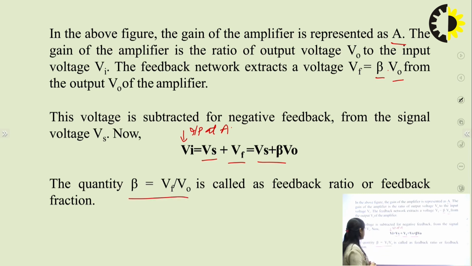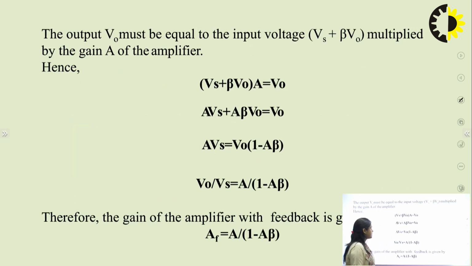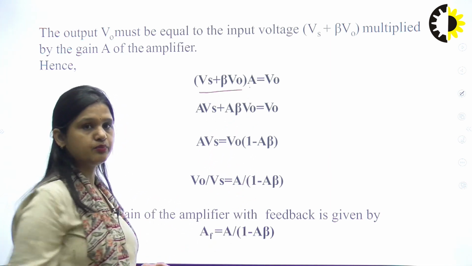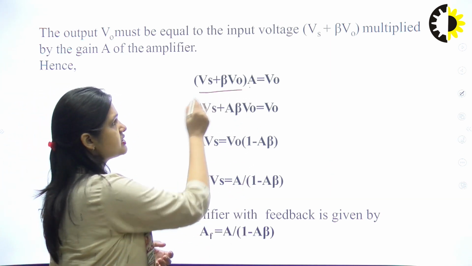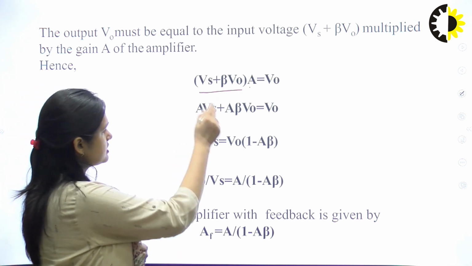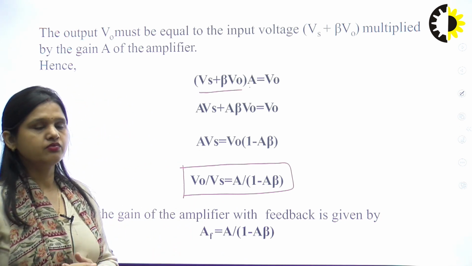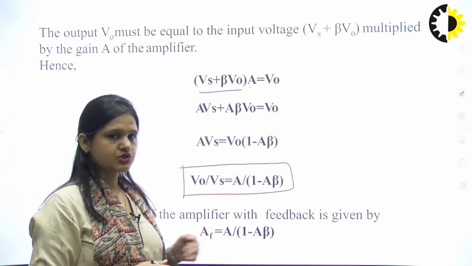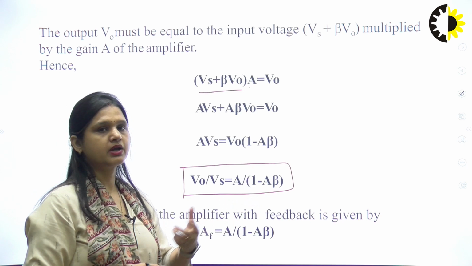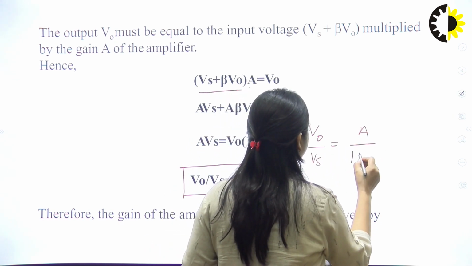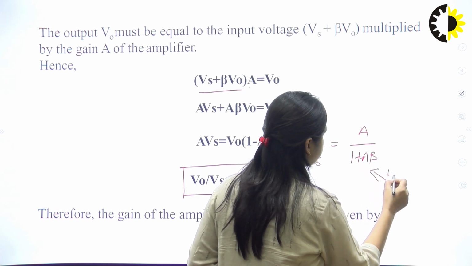Here beta is the gain of the feedback network, given by VF upon V naught, because VF is the output of the feedback network, and this is known as the feedback ratio or feedback fraction. So V output can be given as A into the input signal at the amplifier, and the input at the amplifier is Vs plus beta V naught, as we have seen in the previous slide. If we solve this equation, we get V output upon Vs equals A upon 1 minus A beta. If I derive this expression for negative feedback, then this minus sign will become a plus sign. So for a negative feedback system, VO by Vs is given by A upon 1 plus A beta.